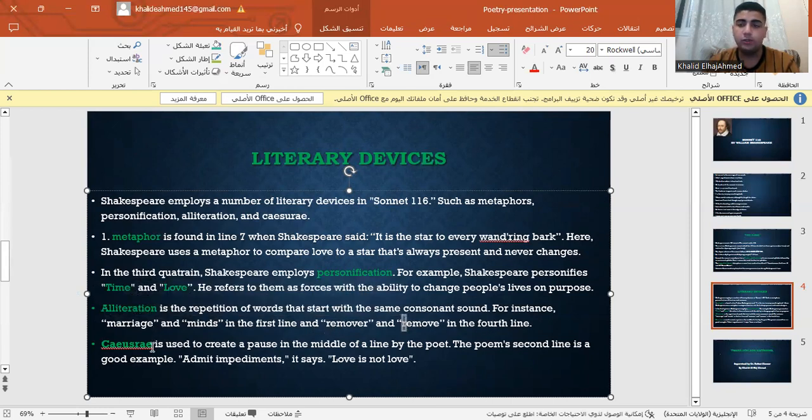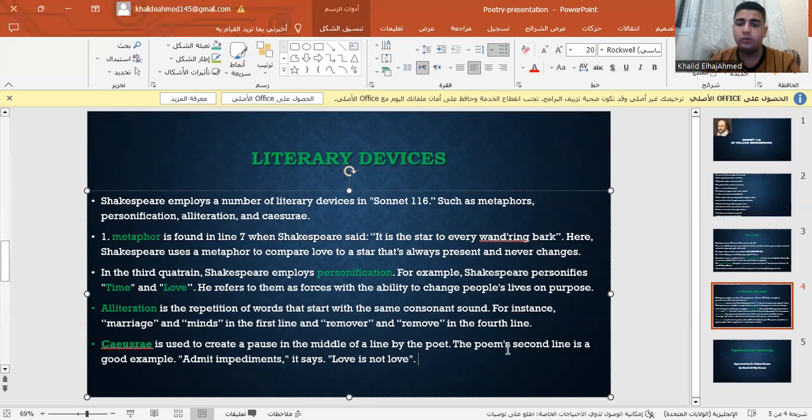And finally, the caesura. Caesura is actually a break in verse or a pause, a metrical pause. It's also expressed by a comma or two slashes, usually used to make a pause or a break, like slash, backslash. So it's used to create a pause, like I said, in the middle of a line by the poet.